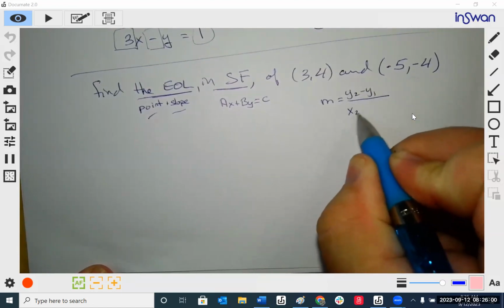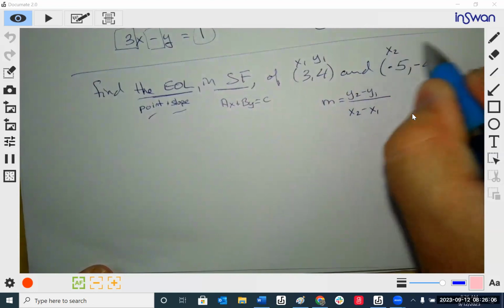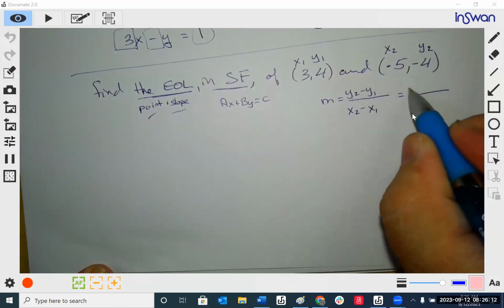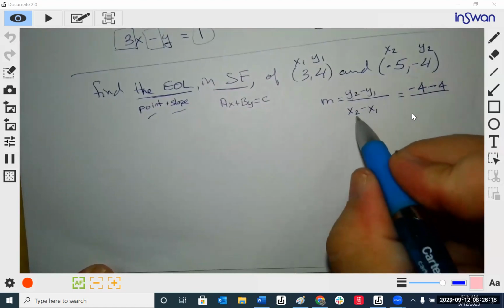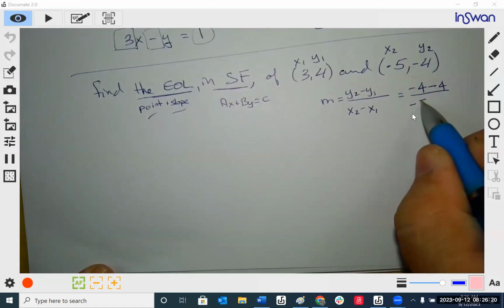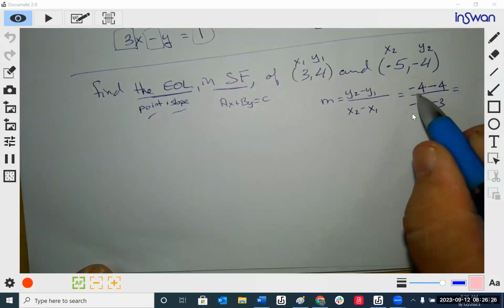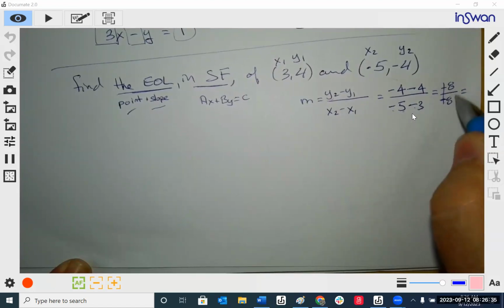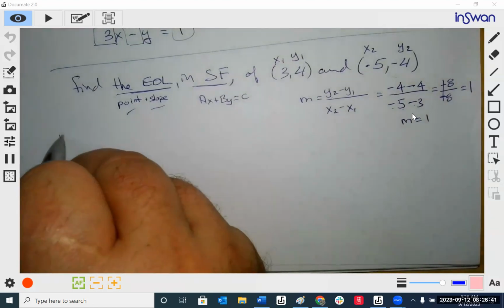y2 minus y1 over x2 minus x1. So here's x1, y1, x2, y2. Negative 4 minus y1, which is 4. Negative 2, net 5 is negative 5. Minus x1, which is 3. Negative 4 minus 4 is negative 8. They're both negatives. 5 plus 3 is 8. The negatives cancel. 8 divided by 8 is 1. So my slope is 1. So I have a slope.